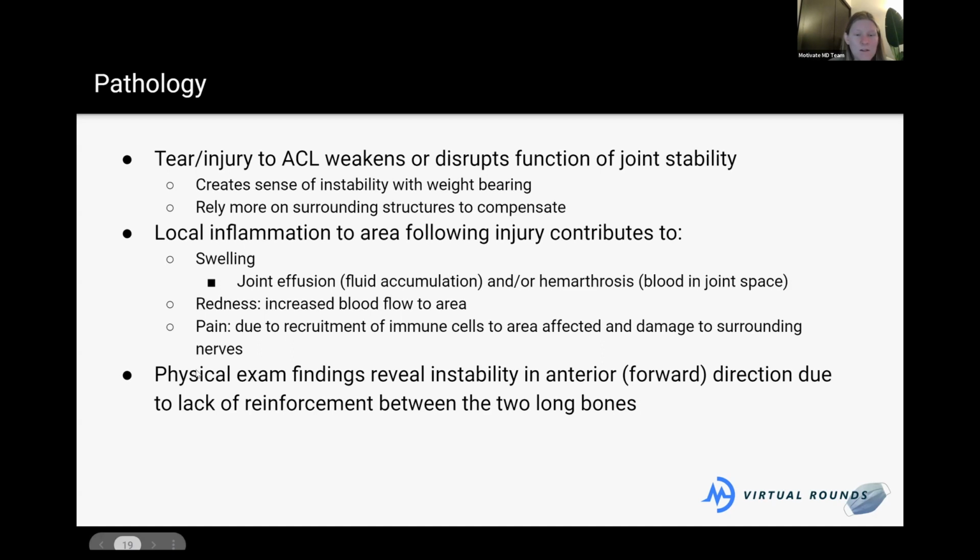And then on physical exam, we just see findings that reveal the manifestation of this injury, of this instability that we have in losing the anterior cruciate ligament. So instability in the anterior direction, or the forward direction, due to the lack of reinforcement between those two long bones, your tibia and your femur. So when you pull forward, that tibia is not going to have anything anchoring it to stay put, so it's going to go forward.